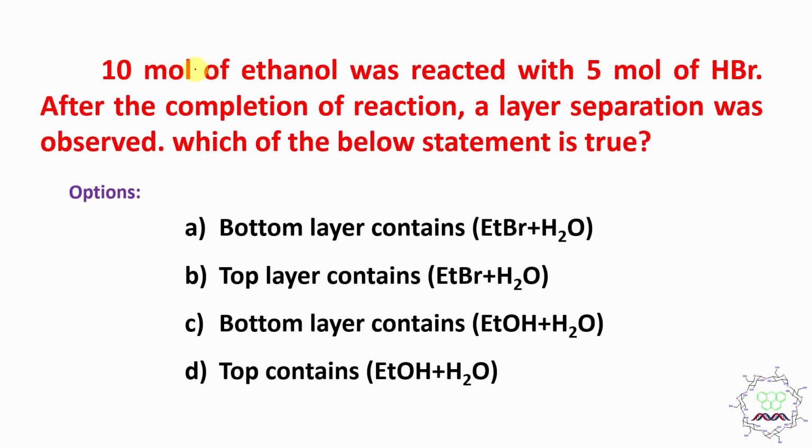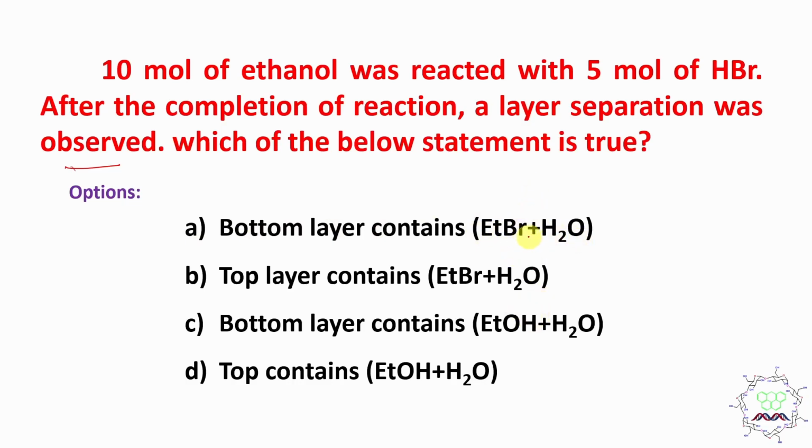Today's topic of discussion is a different type of MCQ. So let's read the question first. 10 ml of ethanol was reacted with 5 ml of HBr, or hydrogen bromide. After the completion of the reaction, a layer separation was observed. Now the question is, which of the below mentioned statements is true? Bottom layer contains ethyl bromide, HBr, or top layer contains, a four-option combination.